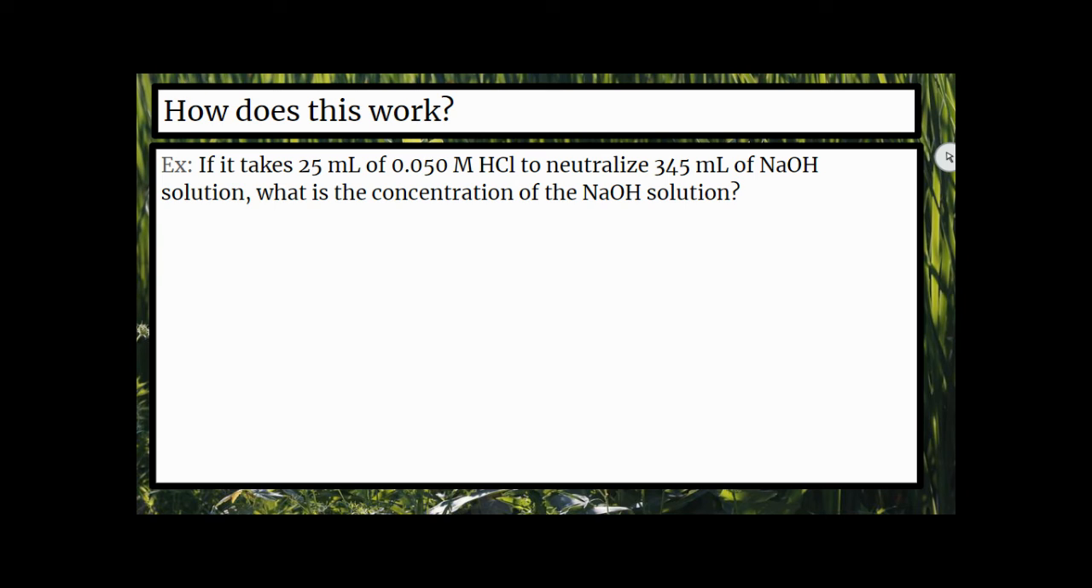Right, let's look at how a titration problem works. So here's a good example. We're going to stick right now with acids and bases because they are easier to deal with than anything that makes a precipitate. We'll get to that later. So I've got this example.